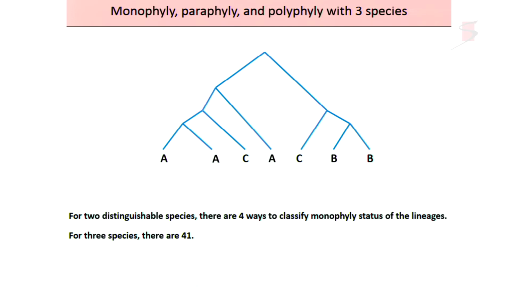Okay, now with two distinguishable species that are labeled A and B, remember there are four ways to classify the monophyly status of the lineages: monophyly, paraphyly of A, paraphyly of B, and polyphyly. When we get to three species, there's 41. Okay, so there's the number of different ways of describing that genealogy in terms of all the different questions you could ask about monophyly. There's a lot more categories to consider.